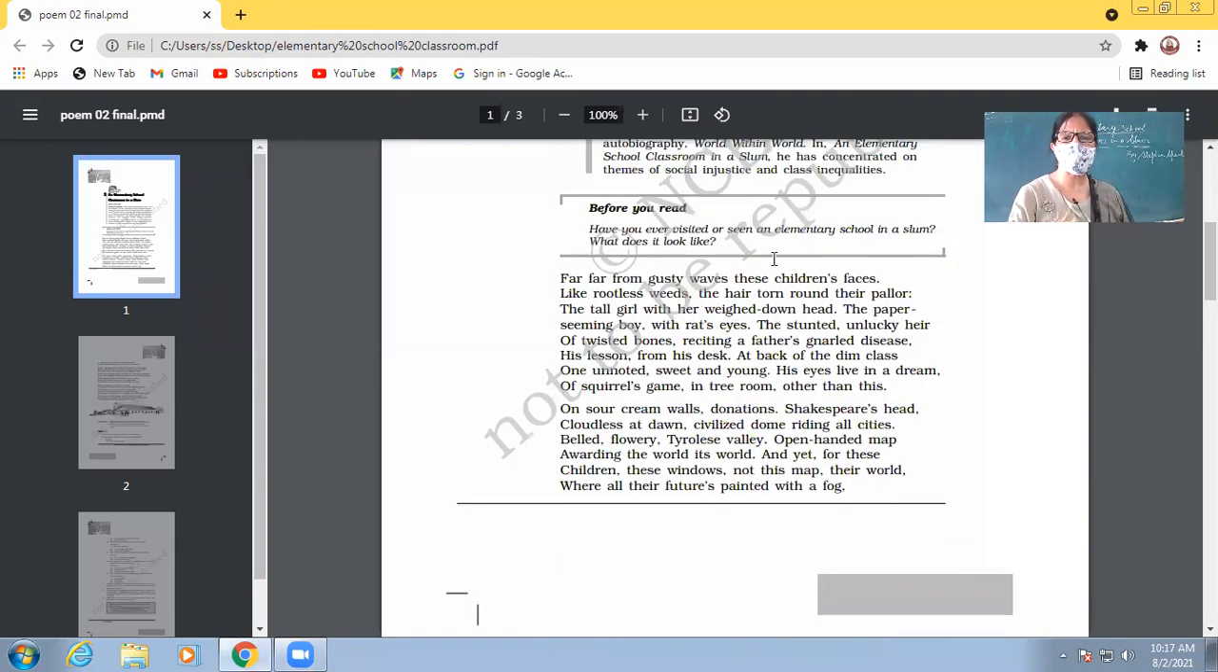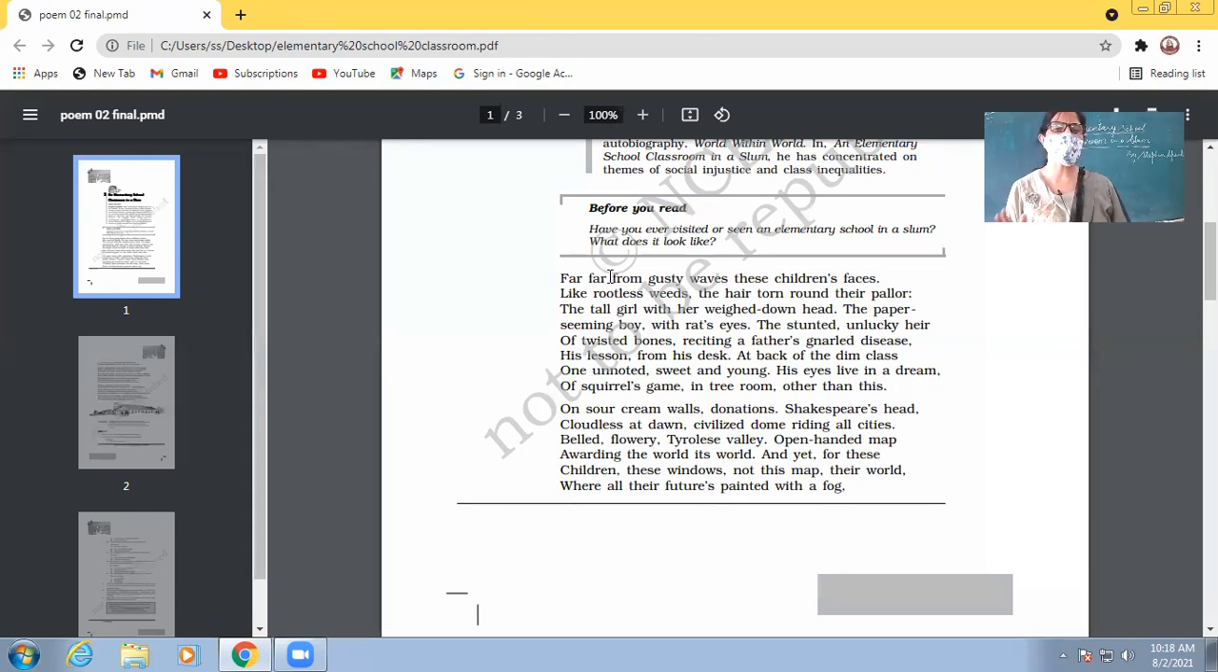"Far, far from gusty waves, these children's faces." So the very beginning of the poem, far, far, it's a repetition. And the repetition conveys the difference between the two worlds, the world of poor and the world of rich. Okay, the big disparity between two classes, the rich and the poor. So the poem starts with the contrast between the world of the rich people and the world of the poor people.